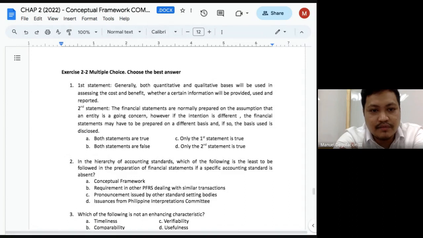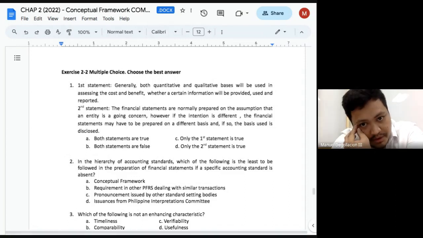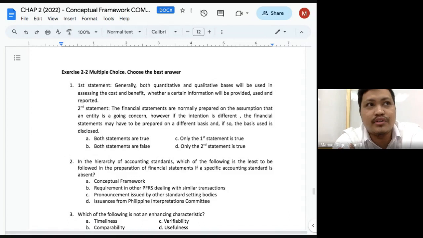Second statement, the financial statements are normally prepared on the assumption that an entity is a going concern. Going concern meaning it will continue, it will operate indefinitely, working under the assumption that the entity will continue to exist indefinitely. However, if the intention is different, the financial statements may have to be prepared on a different basis, and if so, the basis used is disclosed. This statement is also true.